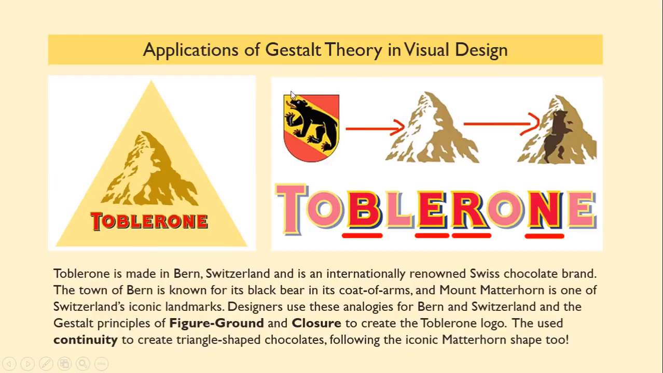And this town has a coat of arms, or kind of like a royal logo, of a black bear on a red and yellow field. So that's why the Toblerone word mark here is made of red and yellow as the logo, right? And when you look at the mountain on the Toblerone packet, you will be able to see this shadow of a bear in it, right?